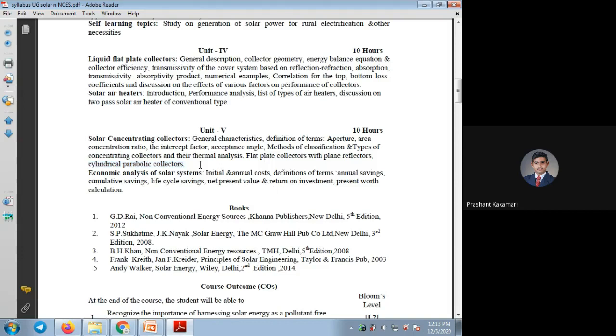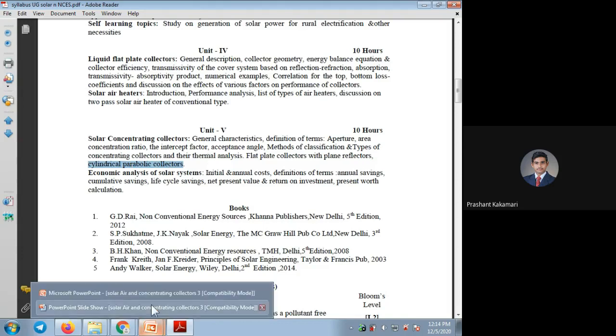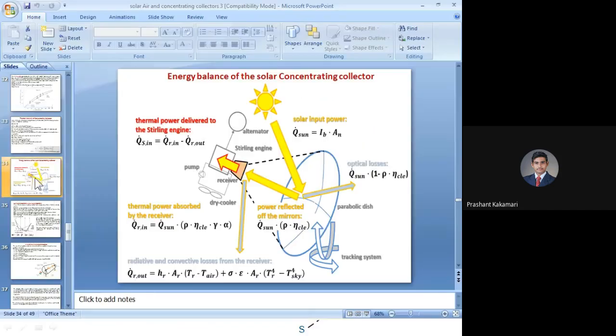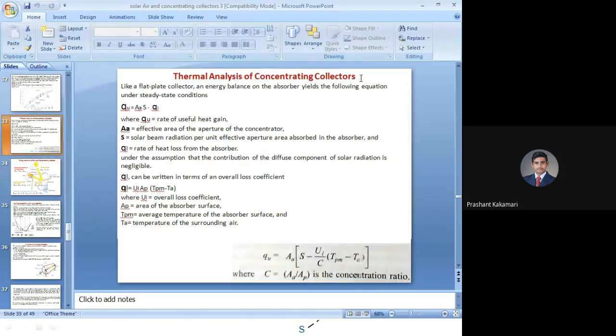And next, for the numericals, we have not mentioned anything about the analysis of cylindrical parabolic collectors, because this is the first type of concentrating collector. But here what they have told is types of collectors with thermal analysis, which I have to consider here. This is the thermal analysis of the simple concentrating collectors, but which type of collector is not mentioned.